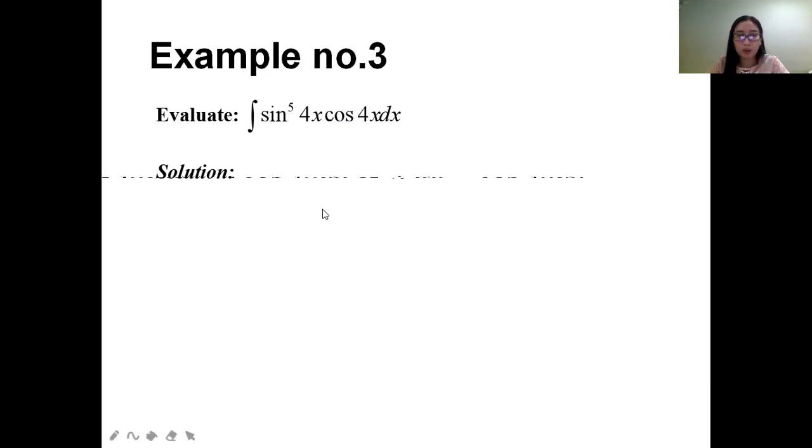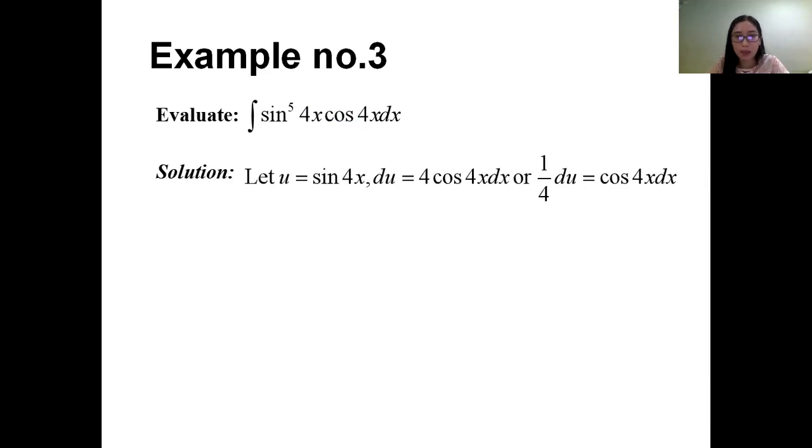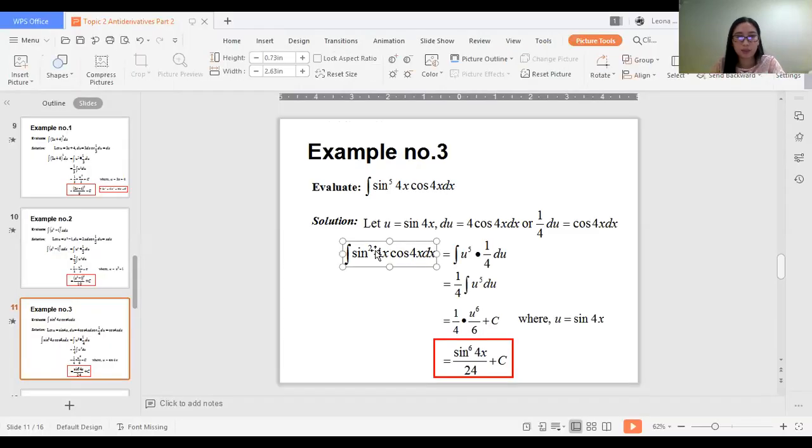So, for our solution, we let u be equal to sine 4x. Okay? Kung i-derive nato ang sine 4x, the answer is, or du is equal to 4 cosine 4x dx. Or we rewrite it as 1/4 du is equal to cosine 4x dx. Then, integral of sine, oh my God, na-typo na siya, dili na siya sine squared.